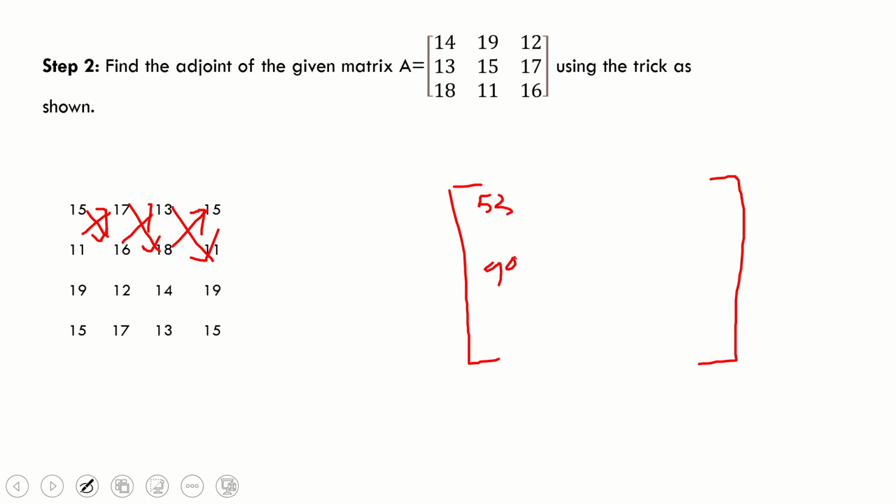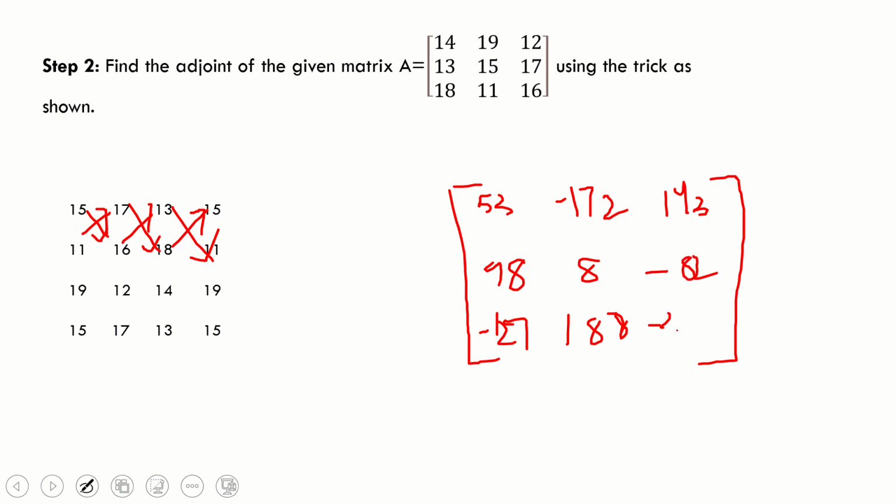53, 98. Oh, sorry. Minus 172, and then, sorry, 127, minus 172, this is 7. Okay, let me write clearly. Then 8, then 188, this is 8. Okay, and 143, then minus 82, and then minus 37. Okay, so this is the matrix.